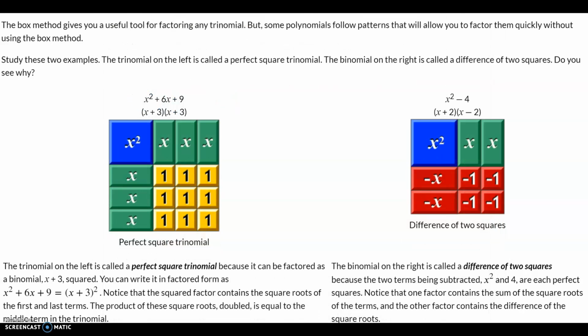All right, so now let's read up on the difference of two squares. The binomial on the right is called a difference of two squares because the two terms being subtracted, x squared and 4, are each perfect squares. Notice that one factor contains the sum of the square roots of the terms and the other factor contains the difference of the square roots.